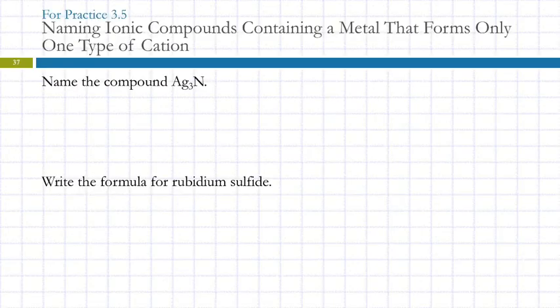Let's practice. So, name the compound Ag3N. Let's call him Aggie. No, we can't do that. We can't make stuff up. So we've got 2 elements, right? What's the name of the first element? Silver. Is that a metal?